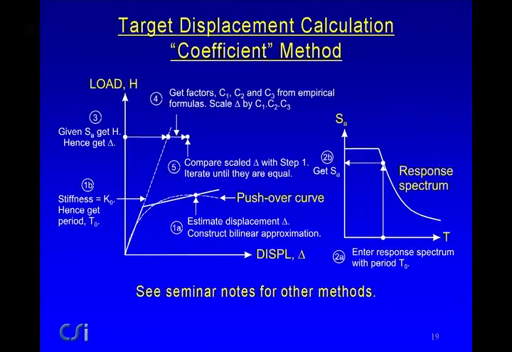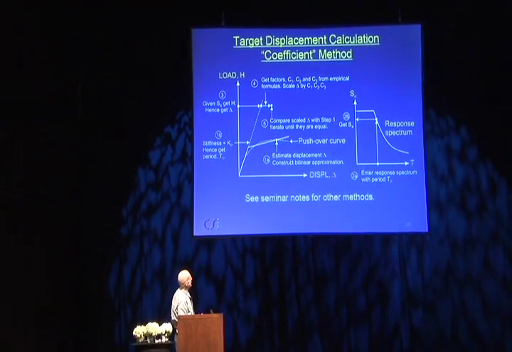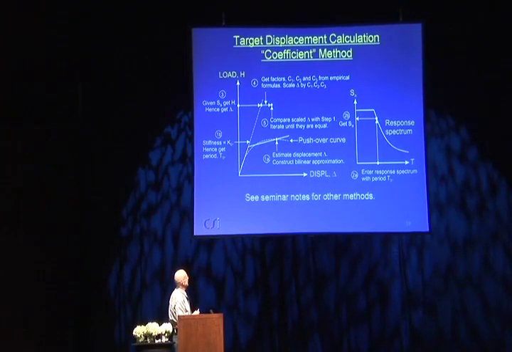Here's one of the methods, and this is the coefficient method, which is the method that is in ASCE 41. Let's run through this thing step by step. We calculate the pushover curve, shown here dashed, and step 1A is to estimate the target displacement delta. Just guess something. Then, using that, construct a bilinear approximation. One of the things I did in the example was choose a number of trial points and construct a bilinear approximation for each of those trial points.